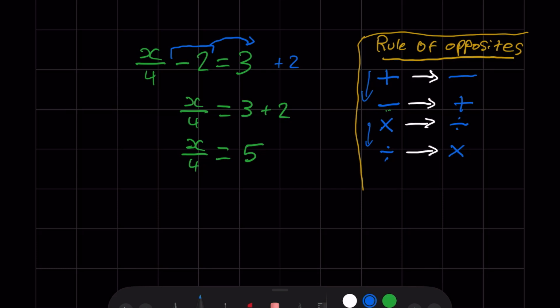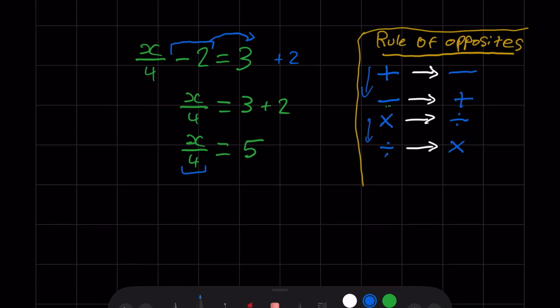Now we have this 4 here. What is this 4 doing? What operation is this 4 performing? Well, this 4 is performing a division. It's dividing. So when we move this 4 over to the other side, the opposite of divide is multiply. The opposite of divide is multiply. So we multiply by 4.